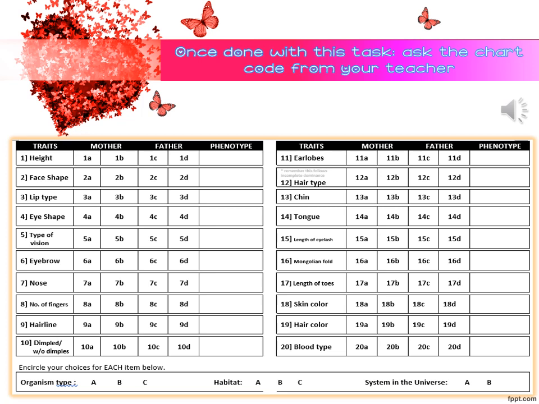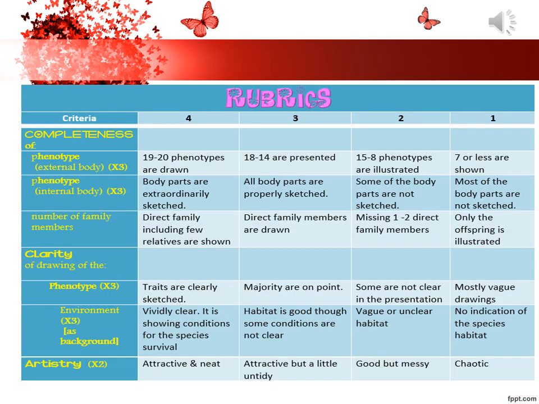See the rubrics for how you will be graded. Here is how you're going to get perfect in your performance task, the rubrics. So we have several criteria for the rubrics: completeness, clarity, and artistry. 4 is the highest, and then 1 is the lowest.